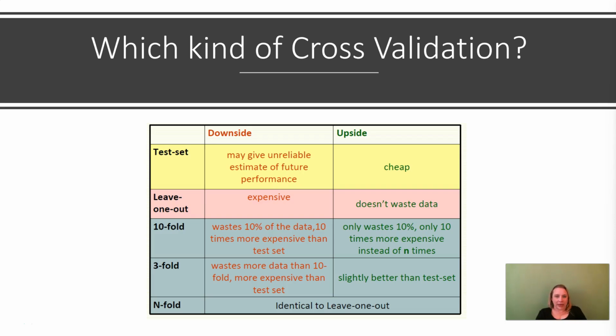So we have a couple different kinds of cross-validation. If you use a test set, the upside is it's cheap. A lot of times you'll have a test and a validation set. But it can give you an unreliable estimate of future performance. Leave-one-out is very expensive in the sense that the more folds you have, the more computing time it can take. Sometimes it can take your software quite a while to go through it. But the upside is it doesn't waste any data at all.